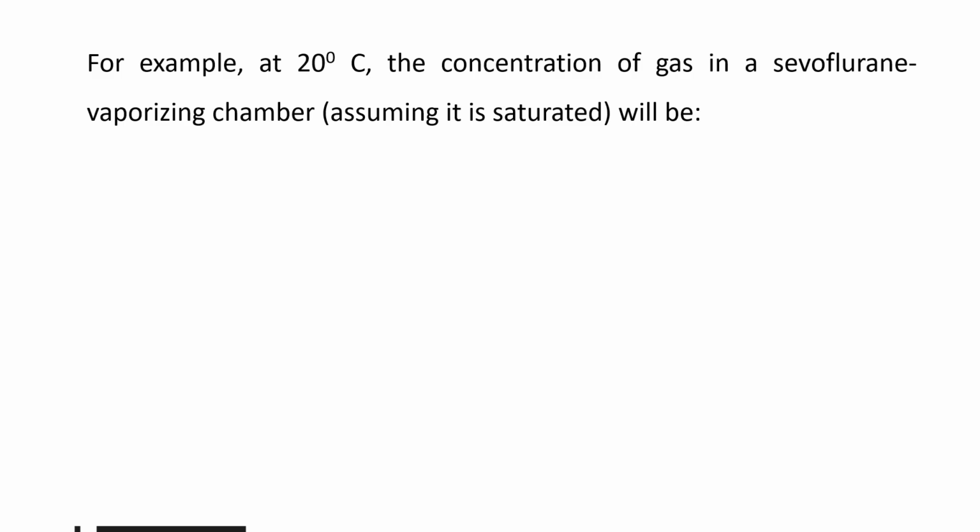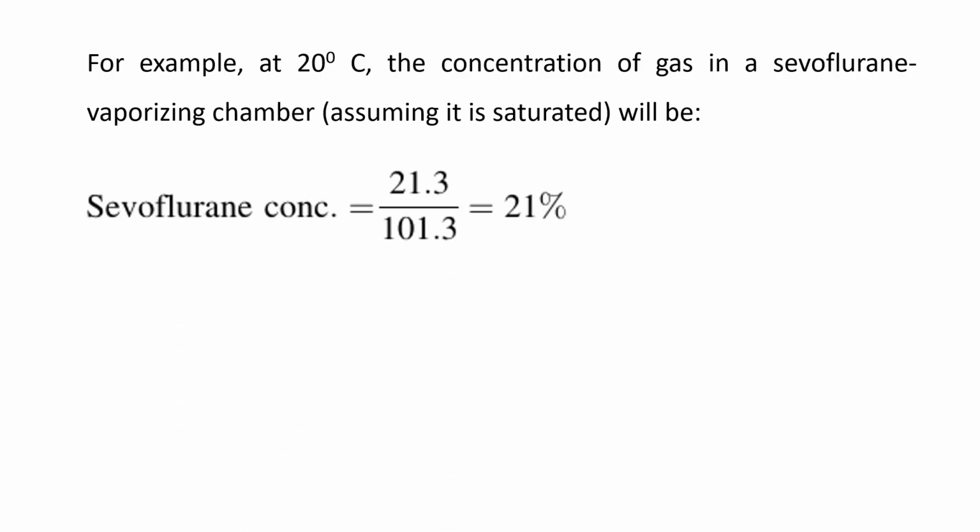Now, let us take an example. At 20 degrees Celsius, the concentration of gas in a sevoflurane vaporizing chamber, assuming that it is saturated, will be, using the formula saturated vapor pressure divided by atmospheric pressure, 21%. So, it would be possible to create sevoflurane vapor at a concentration of 21%, which is far greater than that needed for anesthesia and potentially dangerous.